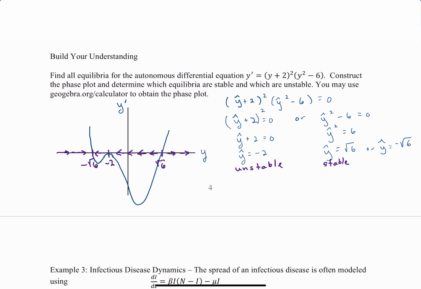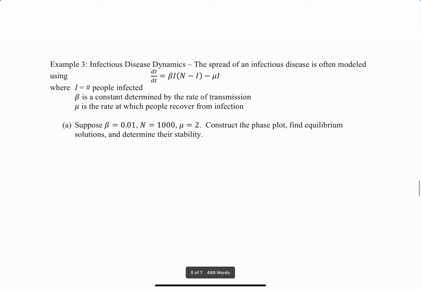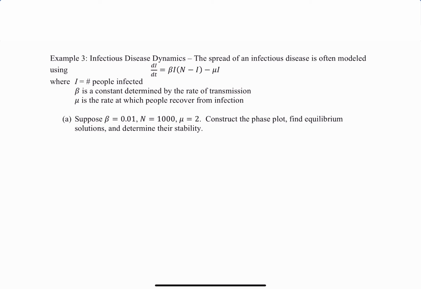And last, the positive square root of 6, that's definitely unstable. It's got arrows going away from it in both directions. Let's look at some examples that are more applied now.